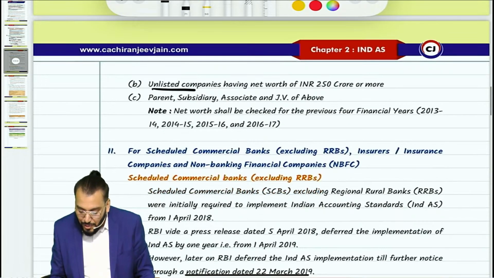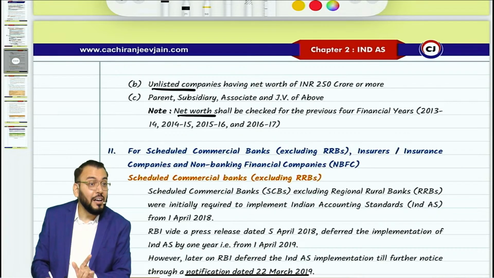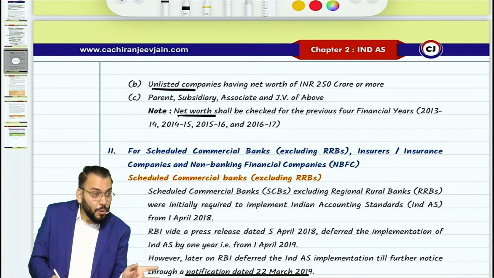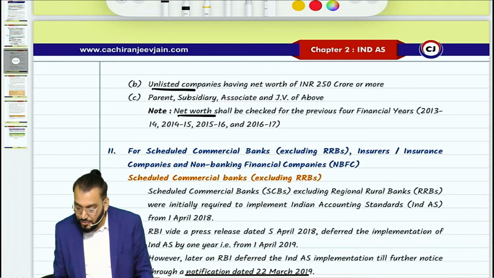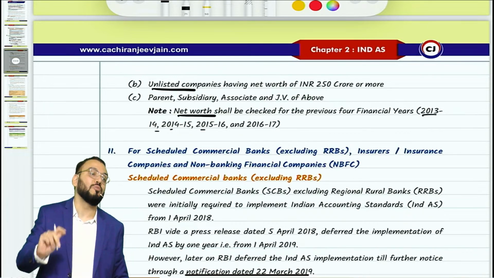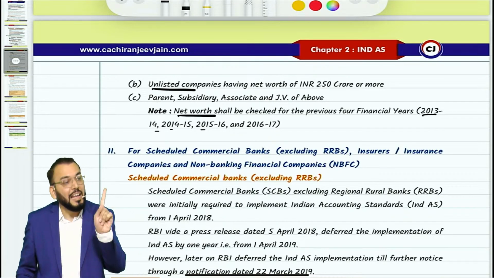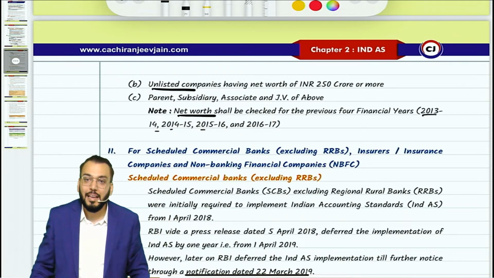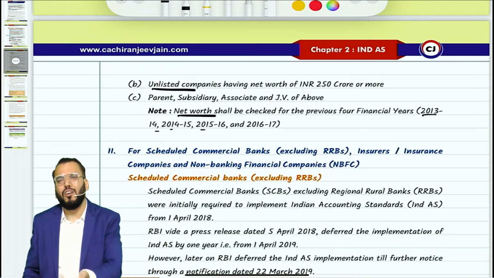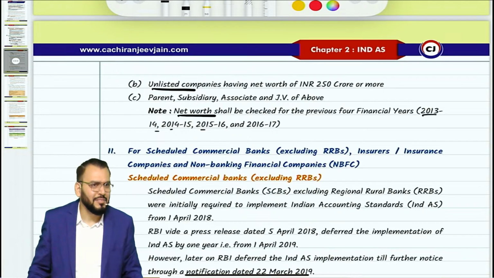Understood? Here you can see net worth shall be checked for the previous 4 years. Previous 4 years because 13, 14 will be included. So you can see 13, 14 is common. Then 14, 15, 15, 16 and 16, 17 also will be included. So in these 4 years, any 1 year net worth is as per the specified limit, Ind AS will be applicable. But these are not important because it becomes past tense now. So they will not ask this type of question in exam.